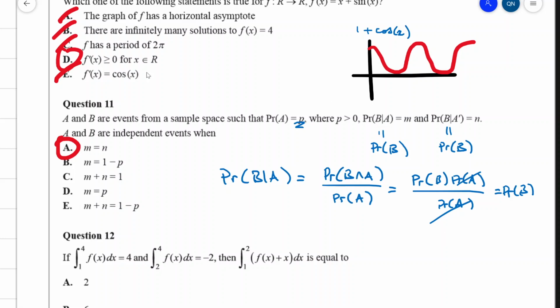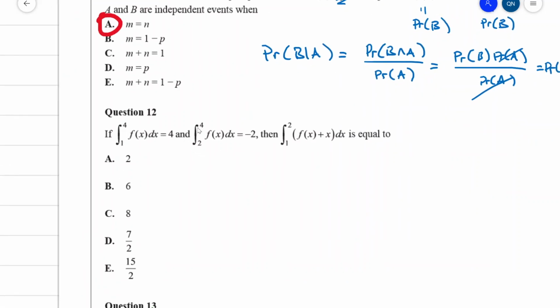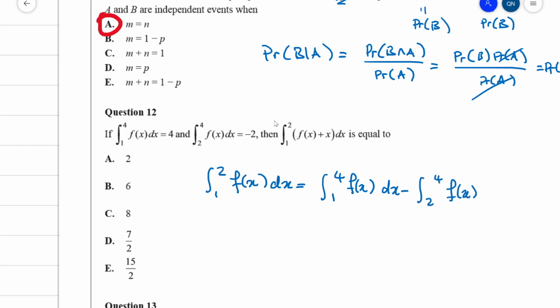Okay. Question 12, we have integral from 1 to 4 of f of x, and integral from 2 to 4 of f of x, and we want to find the integral of 1 to 2. So we know these two integrals of the function f, which means from that we can deduce what the integral from 1 to 2 of just f would be. So what would that be? That would be the integral from 1 to 4 of f of x dx, and then minus the integral from 2 to 4 of f of x dx. Okay, but I believe we know what those are. That's going to be 4 minus, and then that's negative 2, so that's going to be exactly 6.